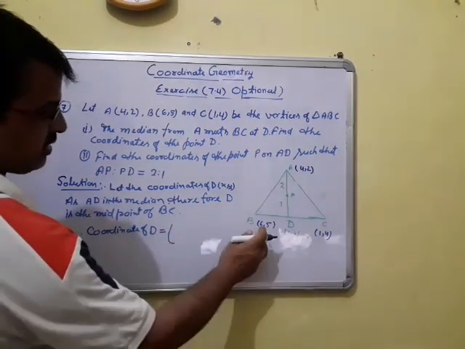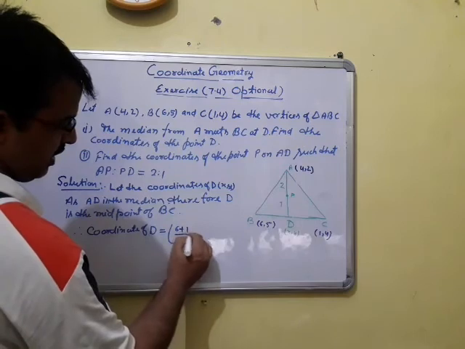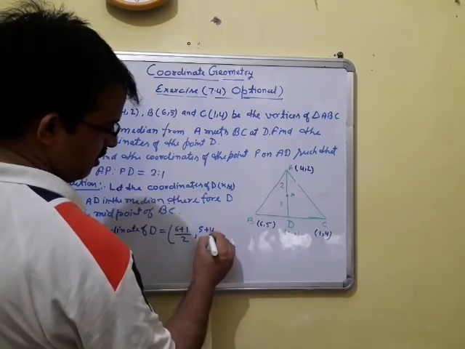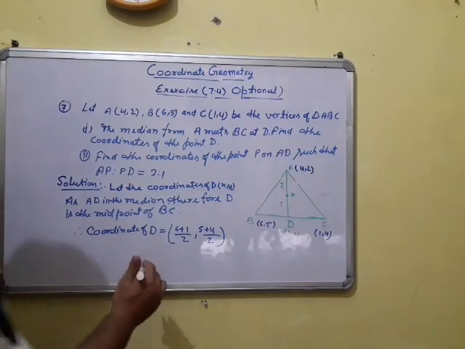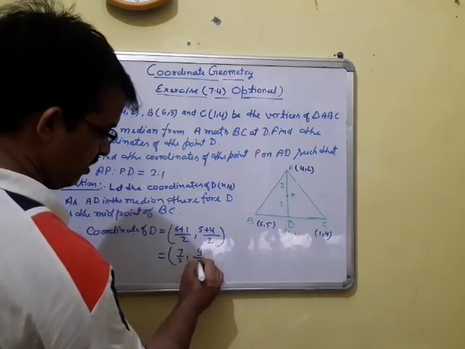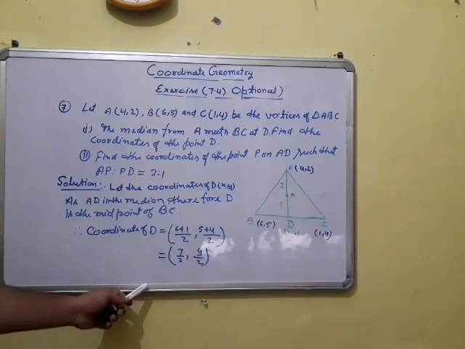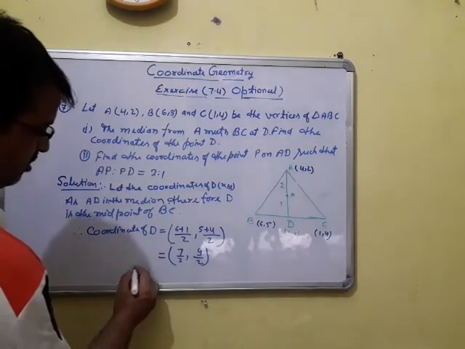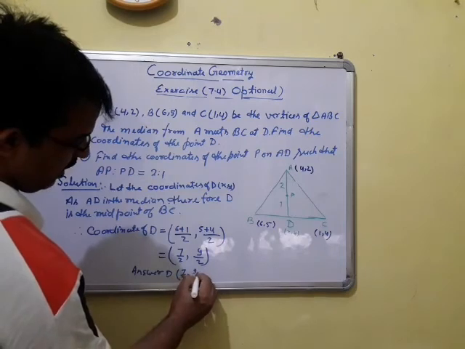So what we write here: (x1 plus x2) by 2, so (6 plus 1) by 2, and (y1 plus y2) by 2, (5 plus 4) by 2. Clear? So this one is the coordinates of D. We find 7 by 2 and 9 by 2. Here the coordinates of D are 7/2 and 9/2. This portion is complete. The first answer is D's coordinates, 7/2 and 9/2.